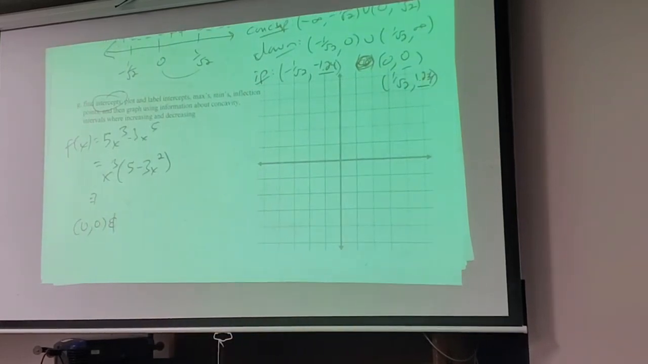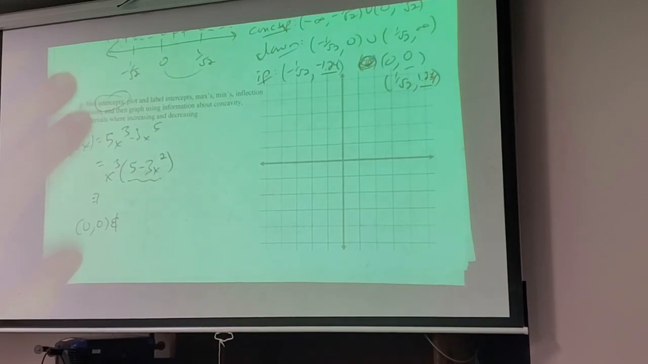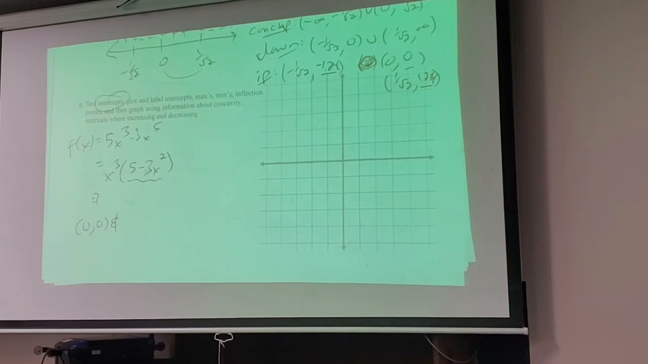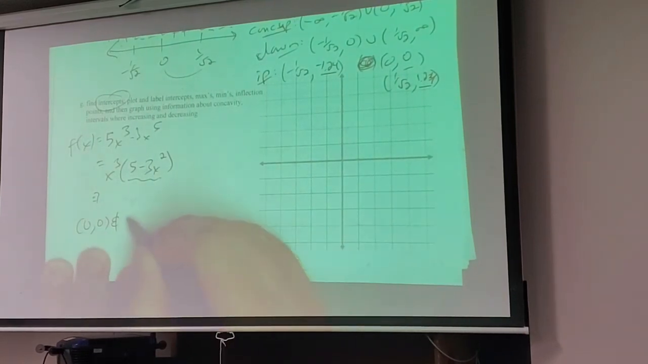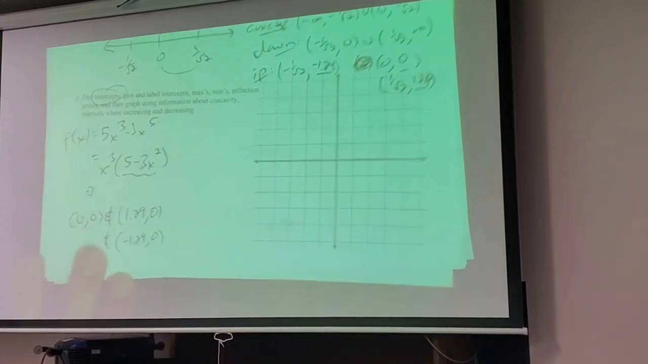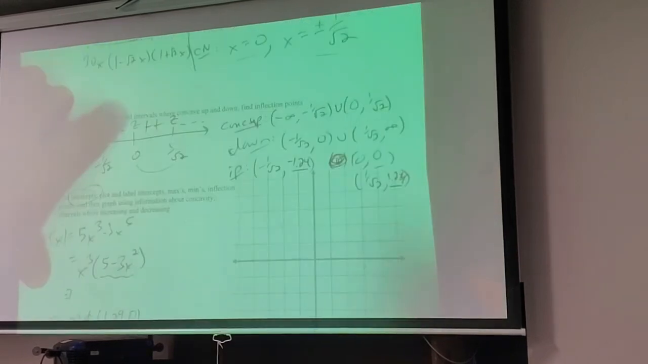And square root of 5/3. Yes? Yeah. And negative square root of 5/3. So what's the square root of 5/3? Yeah, so it'll be 1.290 and negative 1.290. So I got 0, 0.